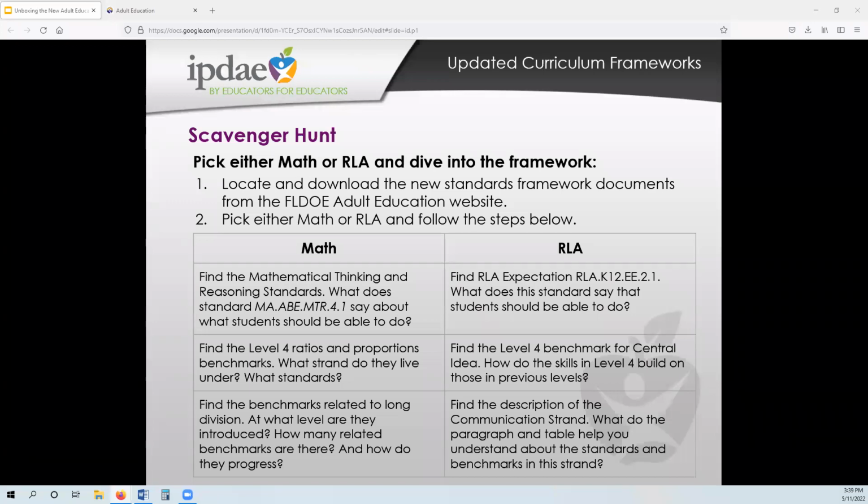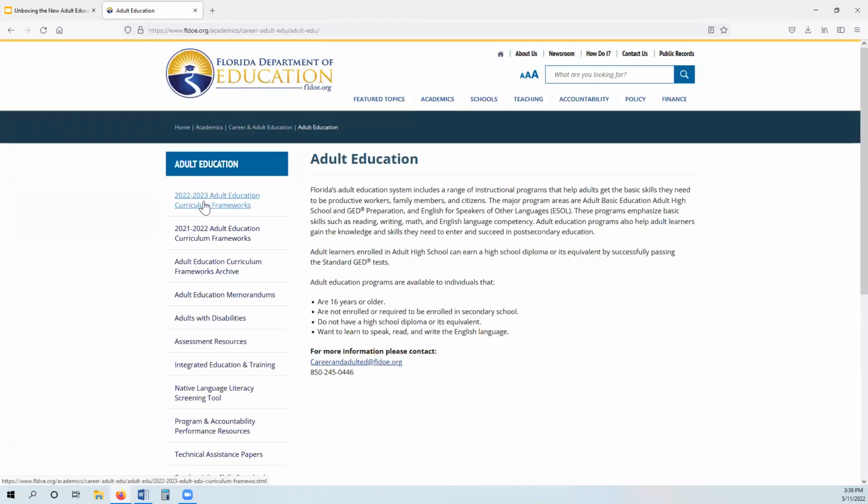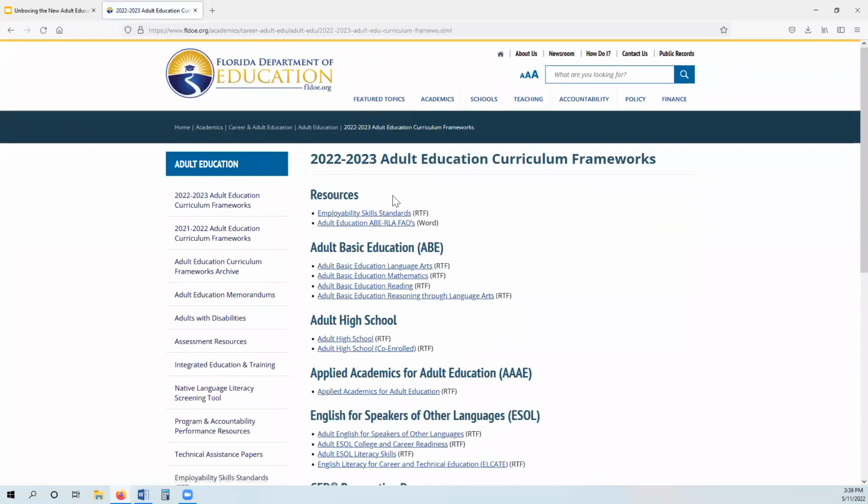So it's your turn. We have created a little scavenger hunt, which is an opportunity for you all to dig into one of the standards frameworks a little bit and start to, if you haven't already, orient yourself to some of what we just talked about in terms of the structure and the design principles. So I'm going to give you all a task for the next 10 minutes. We're going to ask you all to navigate to the adult education website, the curriculum frameworks page, which I have pulled up here. So the 22-23 Adult Education Curriculum Frameworks page, and you'll see here, as I mentioned at the beginning, both the language arts and reading ABE standards from your previous standards, as well as the new reasoning through language arts standards, and then the new mathematics standards framework as well.